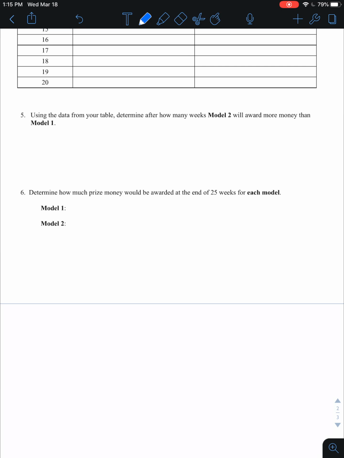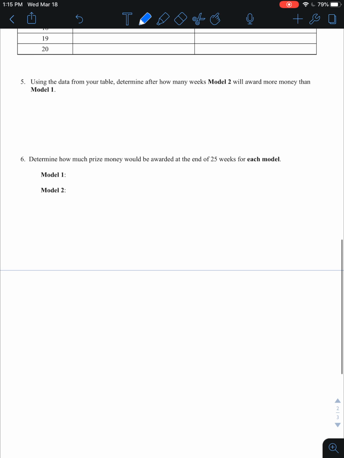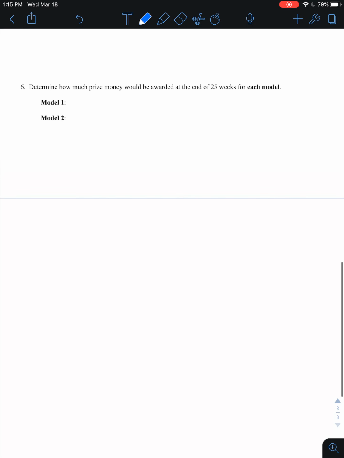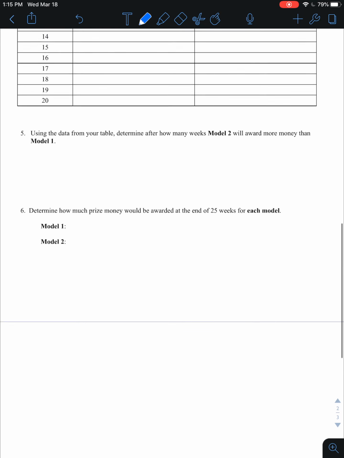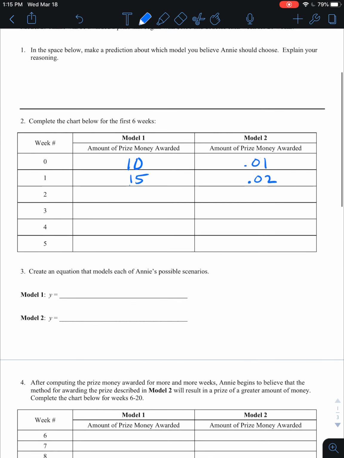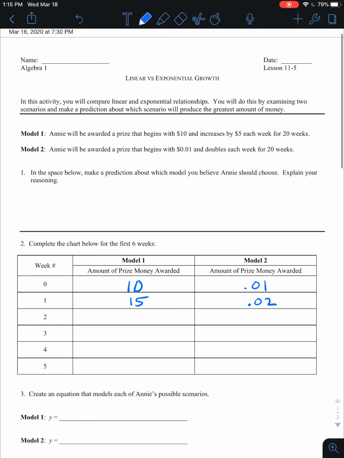Then number 5, we want you to determine after how many weeks will Model 2 give you more money than Model 1. And then let's say we increased this situation to go out to 25 weeks. How much money would you have for each model? So how much would Model 1 have after 25 weeks, and how much would Model 2 have after 25 weeks? Okay, so you're just going to work through this activity, seeing the difference between linear versus exponential.